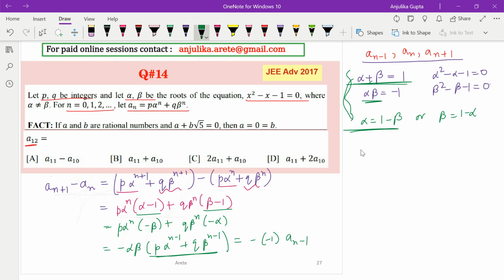So what did you end up getting? You end up getting a(n+1) minus a(n) is a(n-1). Or you can add a(n) on both sides, so if you add a(n) on both sides, you get this. Okay, you are done.